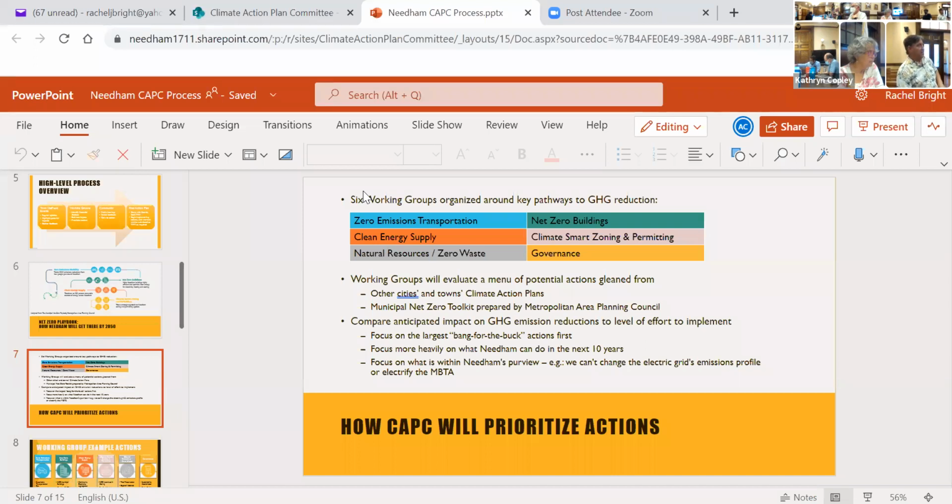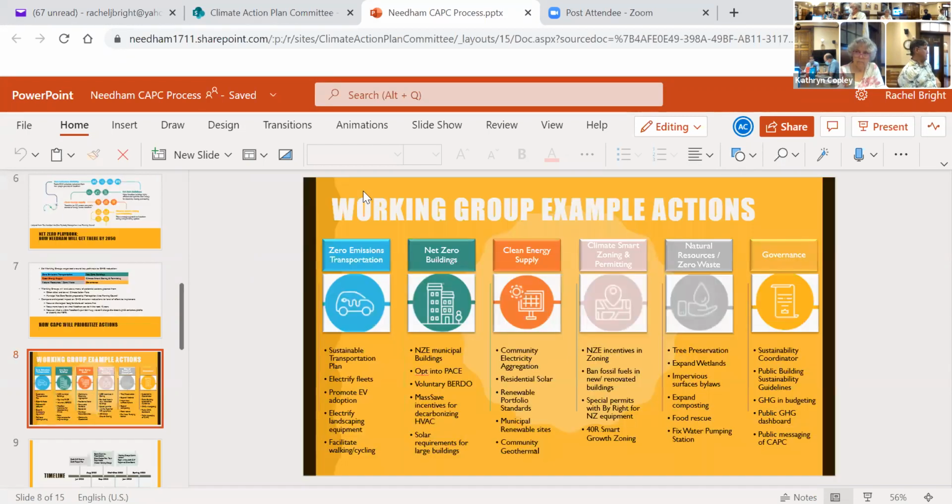The assumption is the working groups will evaluate the menu of potential actions, and then they'll mine other towns' climate action plans. They'll mine the MAPC toolkit as well as other sources of actions. And then the idea is that those working groups will compare the anticipated impact of those actions on the greenhouse gas reduction potential for the town of Needham. And that will help us prioritize the specific actions that we want to recommend.